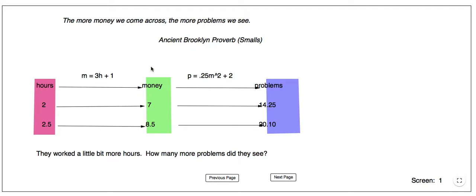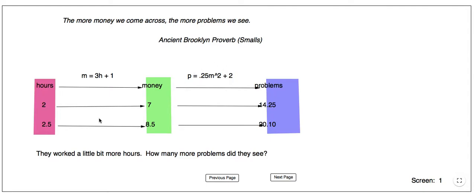So this demonstration is just to get a sense of how the chain rule works and how things are connected in a composite function. Here we have a proverb that says, the more money we come across, the more problems we see. So the outside function is problems, and it's based on the amount of money we have.